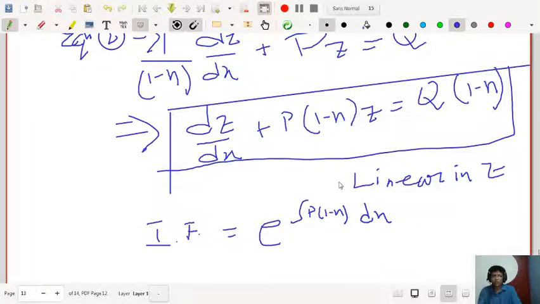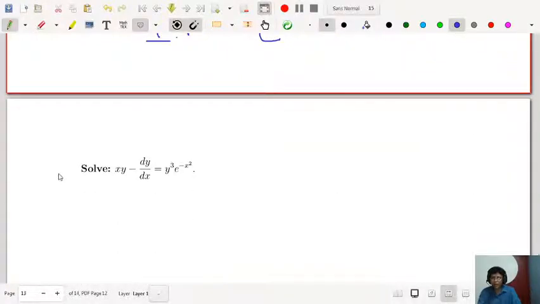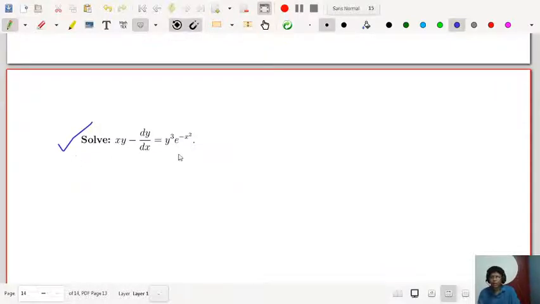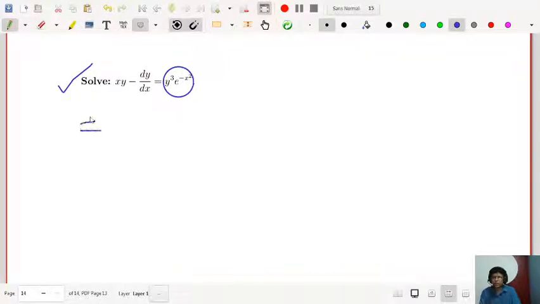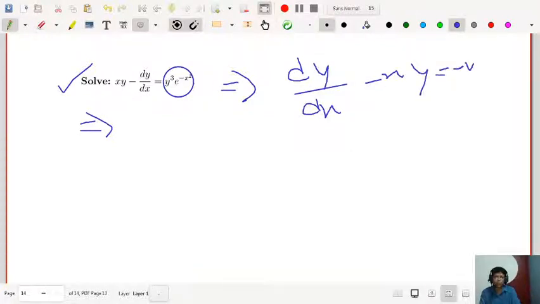Okay, so let's give an example, the last example of today's lecture. You have x y minus dy/dx equal to y cube e to the power minus x square. Look at that, there is a nonlinearity y cube, and this is Bernoulli's equation. So let us first write this equation with dy/dx as the leading term: dy/dx minus xy equal to minus y cube e to the power minus x square.